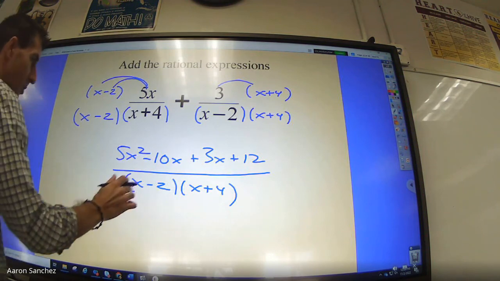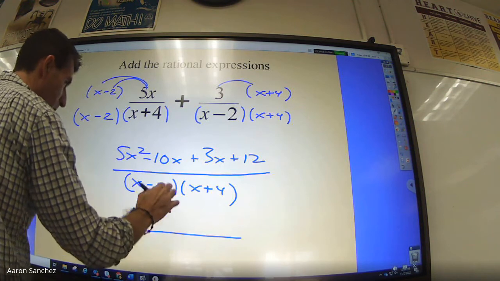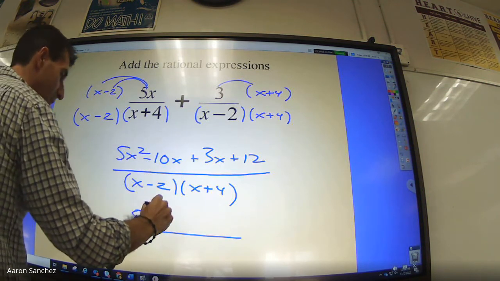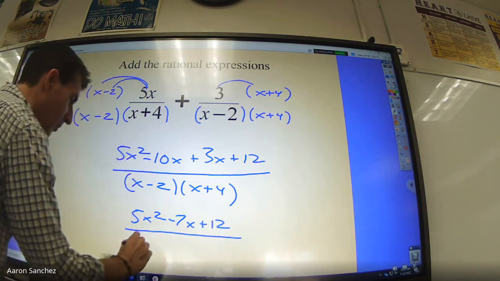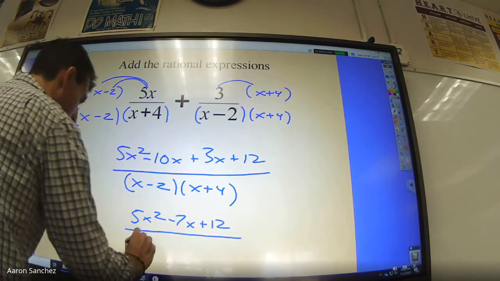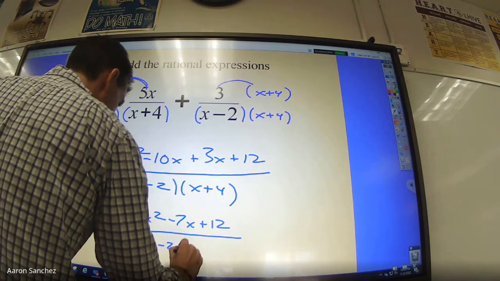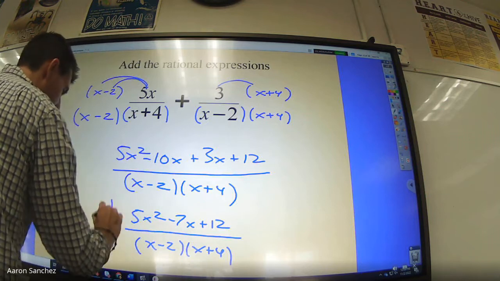My final answer is, I combine 5x squared, negative 10x plus 3x, negative 7x plus 12, over x minus 2 times x plus 4. And that's all you've got to do.